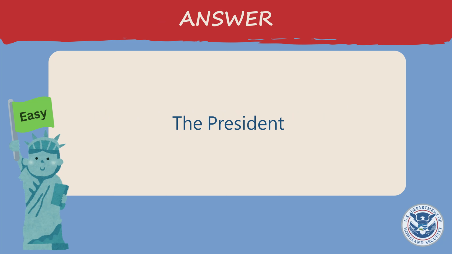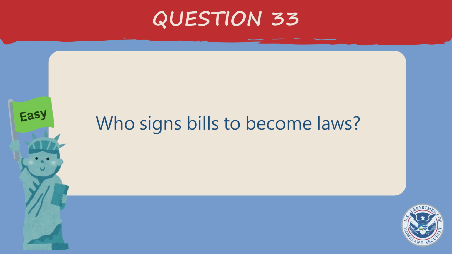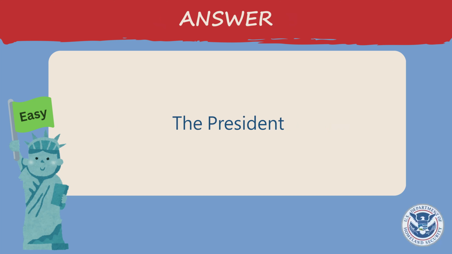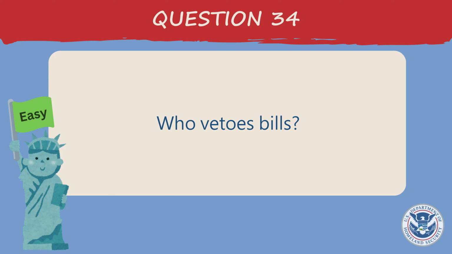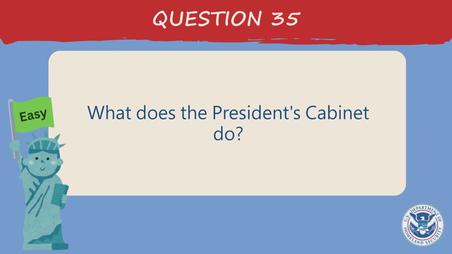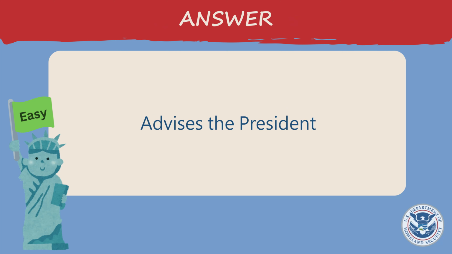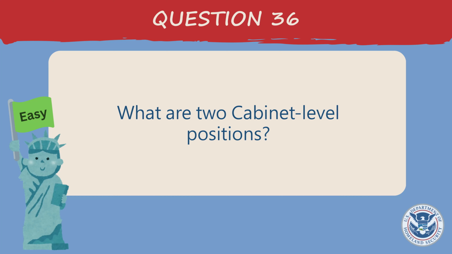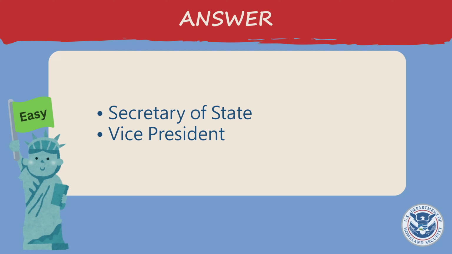The president. Who signs bills to become laws? The president. Who vetoes bills? The president. What does the president's cabinet do? Advises the president. What are 2 cabinet-level positions? Secretary of State, Vice President.